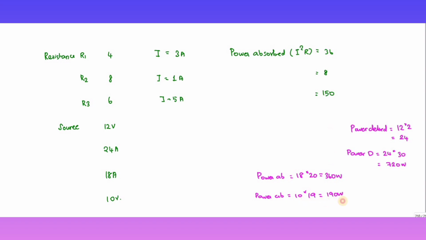If I add 36 plus 8, that is 44, plus 190 plus 360, I'll get power as 744 watts. That is power absorbed. And the power delivered is also 744 watts. So from this, I can write that in the circuit, power absorbed is equal to power delivered.